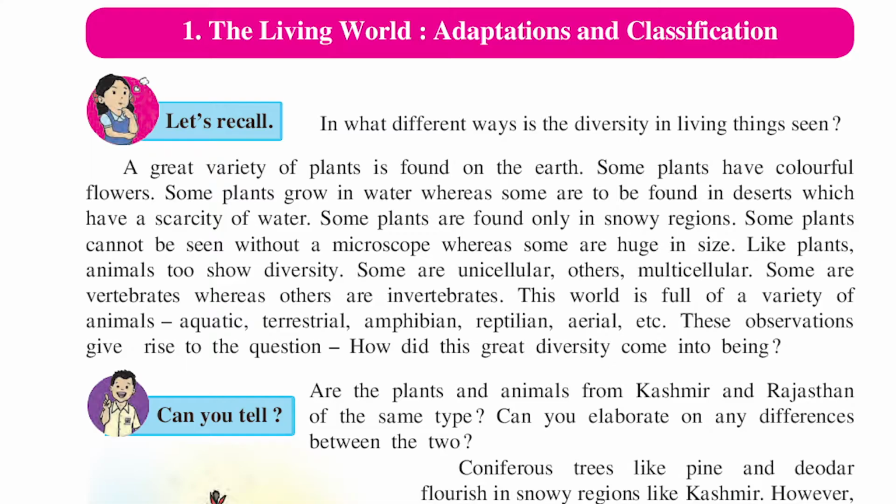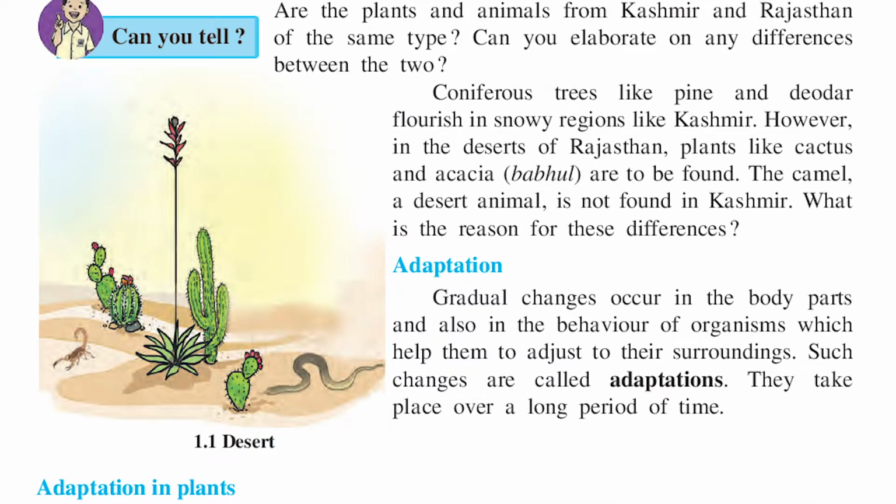Are the plants and animals from Kashmir and Rajasthan of the same type? Can you elaborate on any differences between the two? Coniferous trees like pine and deodar flourish in snowy regions like Kashmir. However, in the deserts of Rajasthan, plants like cactus and acacia, bobhul, are to be found. The camel, a desert animal, is not found in Kashmir. What is the reason for these differences?